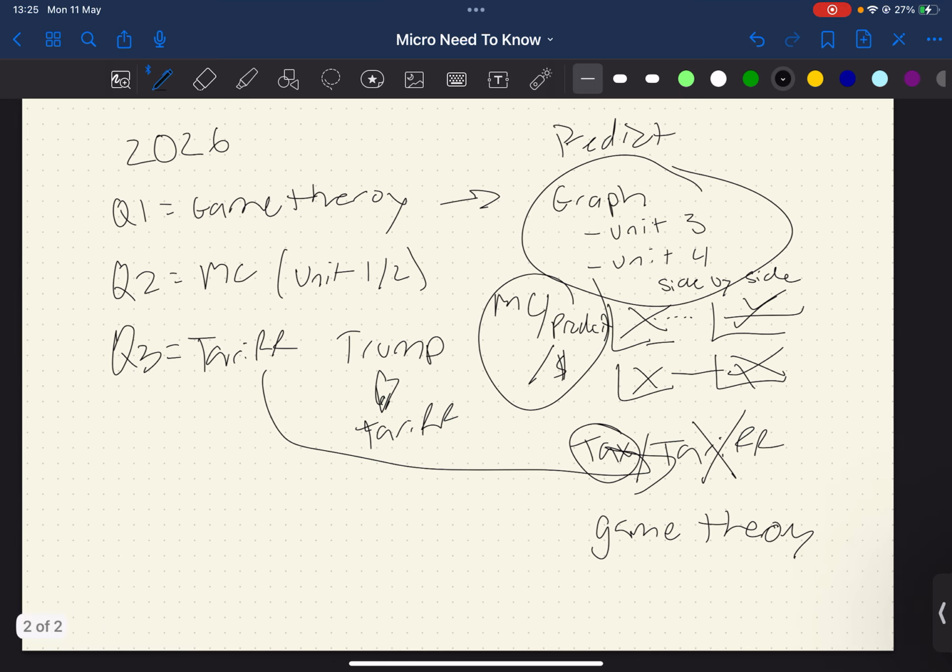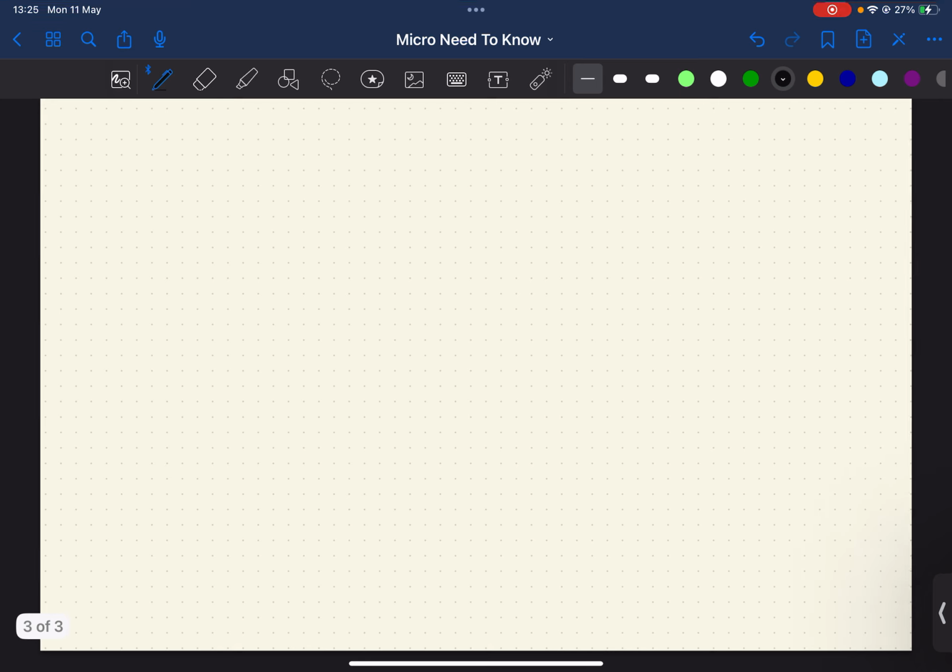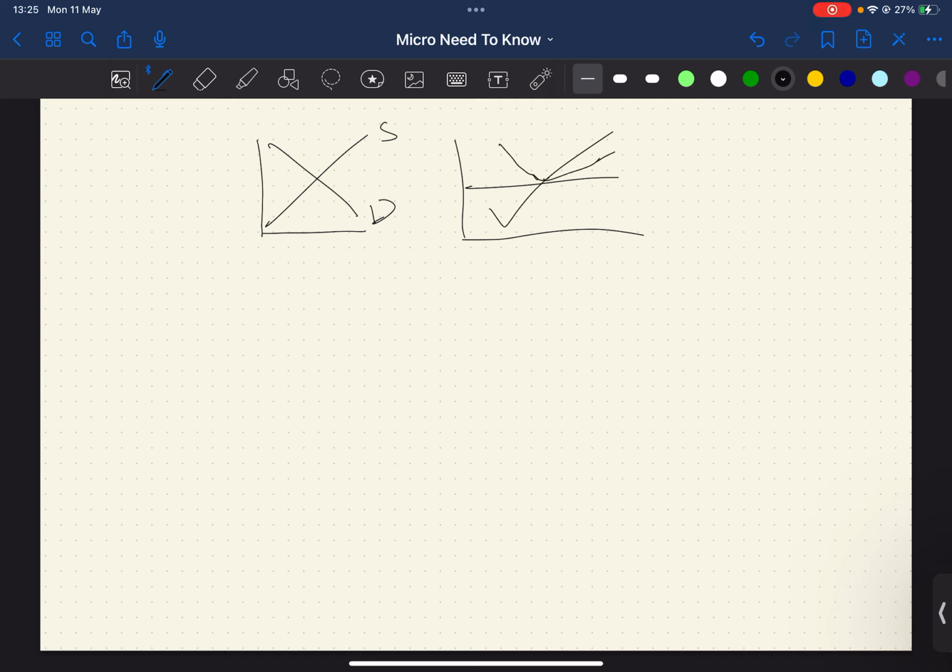So what do we need to know? For question 1, as per usual, we're going to have to work on the side-by-side graphs. If we're doing a side-by-side graph, you have your demand and your supply, and then you have your firm next to it, right? So let's just say we're at cost: we have our ATC, we have our MR equals D equals AR, and then we have our MC, right?